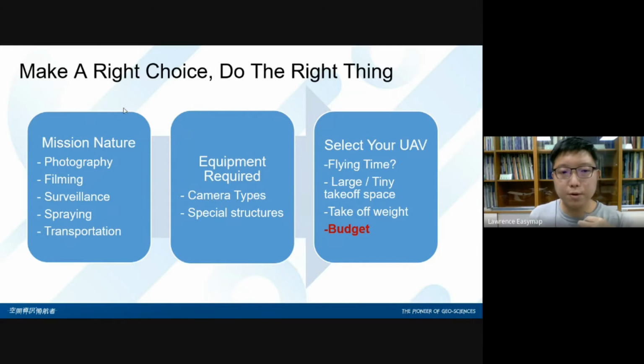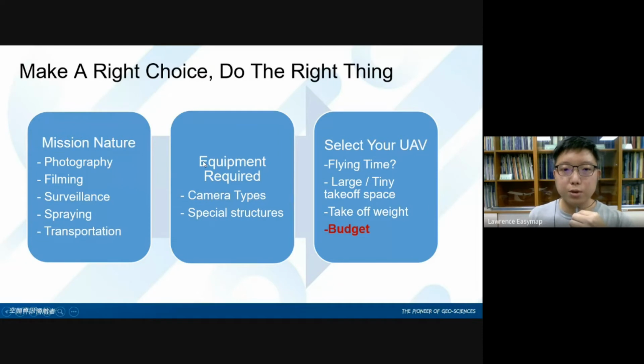For example, for photography, you may need some very fancy camera or some large sensor, and also for filming as well. For a surveillance mission, the UAV needs to stay in the air for a long period of time, which means that you may need a large battery instead of a large camera, so you can stay for a long time. For a spraying mission, you need some special structure underneath the UAV, so you can spray pesticide or fertilizers onto the farmland. And also for transportation, you may carry some cargo underneath the UAV.